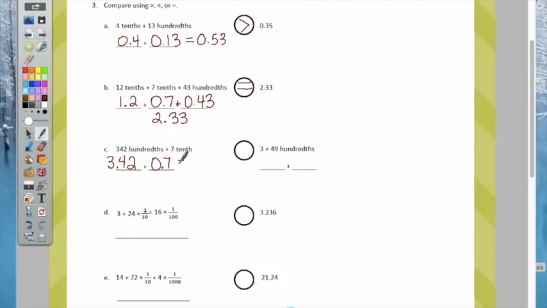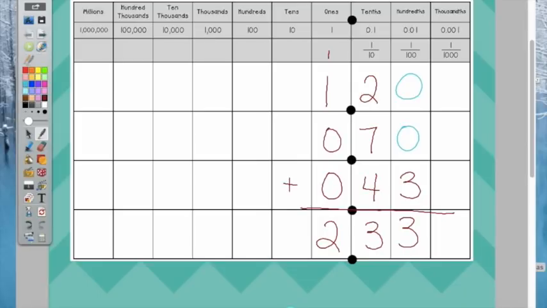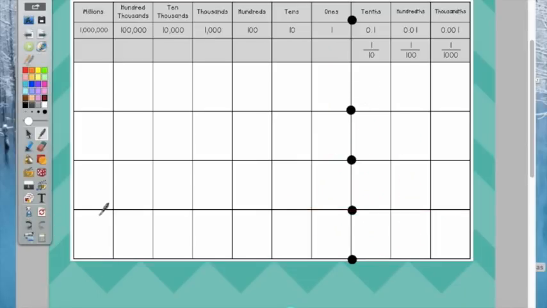So now let's add this up. You want to add this right here on the paper? No. You want to be safe. Okay. Because it's a test, we're going to do it on the place value chart. So remind me what the first one was, because I don't remember. 3.42. That's 342 hundredths. And 0.7, 7 tenths.